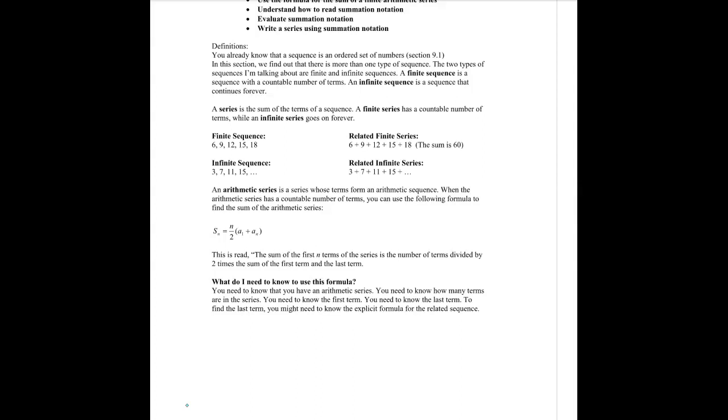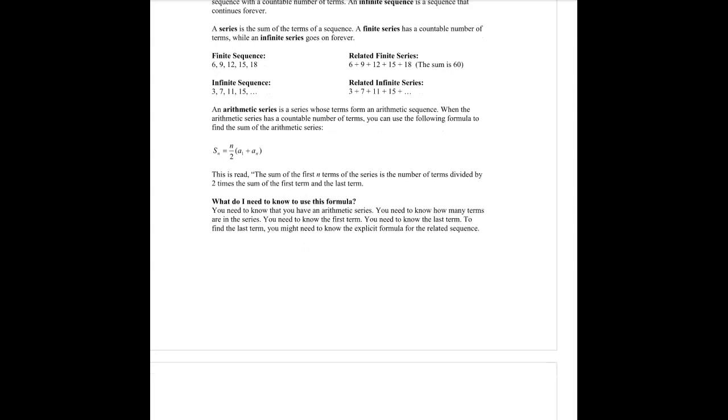So, below are some examples. Finite sequences, if you notice, sequences in general just have commas, versus related series actually have positive signs in between them, aka plus signs. An arithmetic series is a series whose terms form an arithmetic sequence.